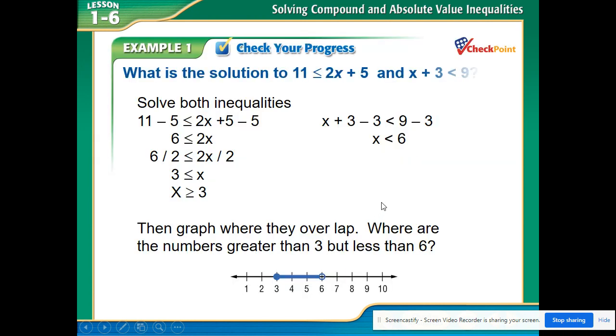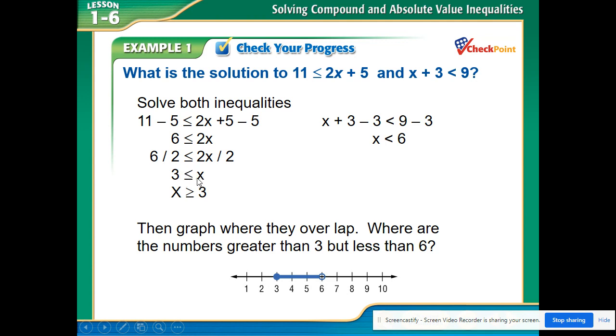So let's look at an and problem. What is the solution to 11 is less than or equal to 2x plus 5 and x plus 3 equals 9? Now it is two separate equations that we're going to have to go ahead and solve. So I'm going to start here with the first one, and I'm going to subtract 5 from both sides. So 11 minus 5, and 5 minus 5 here to cancel those out. So we have 6 is less than or equal to 2x, divide by 2, and 3 is less than or equal to x.